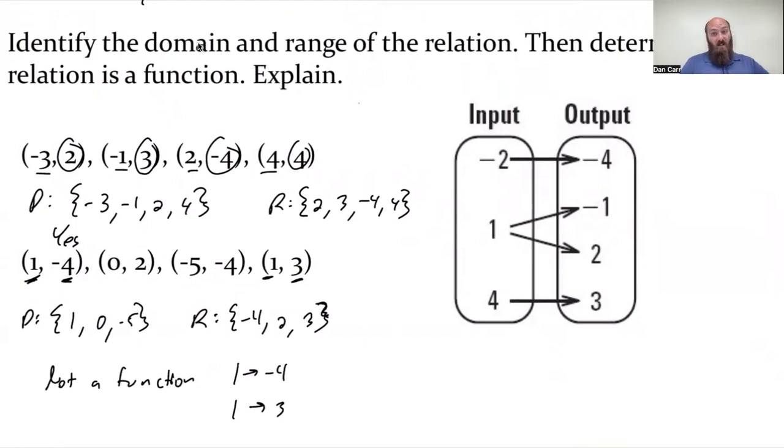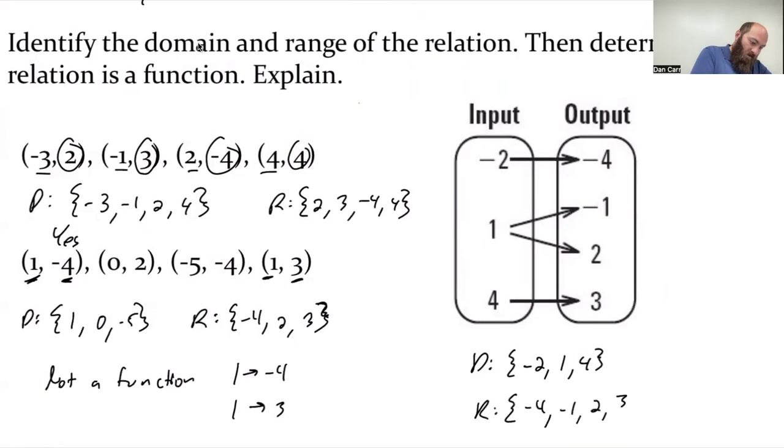Same thing happens in the next example here. My domain is -2, 1, and 4. My range here is -4, -1, 2, and 3. We have this right here where 1 in the input is going to two different outputs. That is not a function.